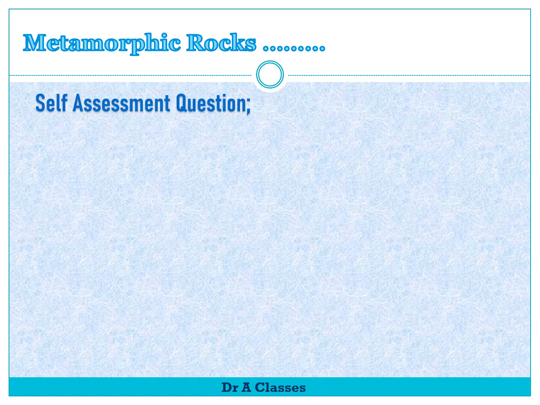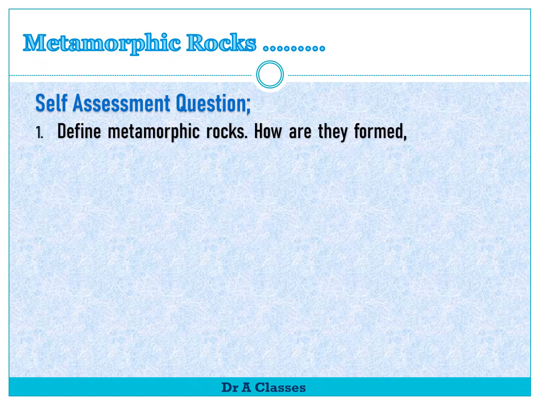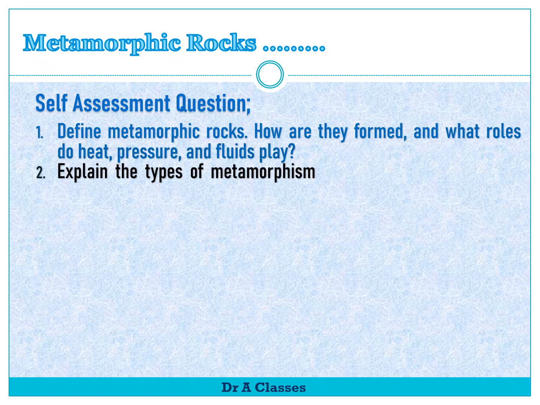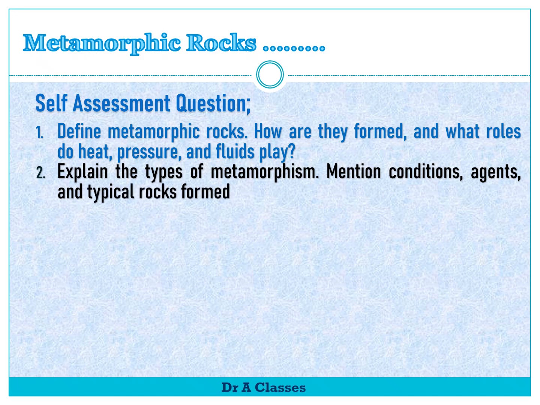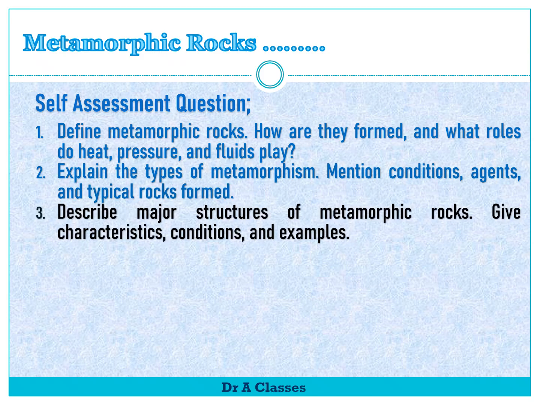The questions are: Define metamorphic rock. How are they formed? And what roles do heat, pressure, and fluids play? Explain the types of metamorphism. Mention conditions, agents, and typical rocks formed. Describe major structures of metamorphic rocks. Give characteristics, conditions, and examples.